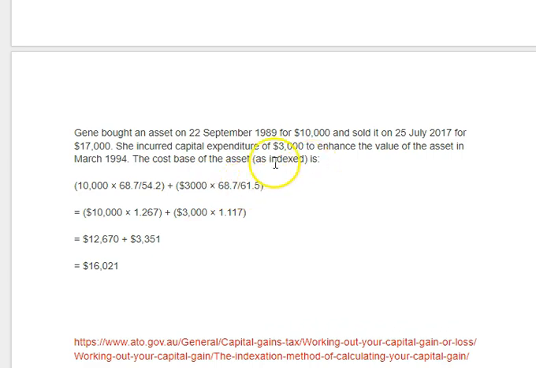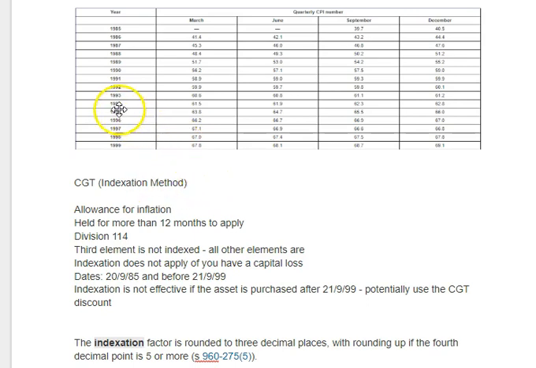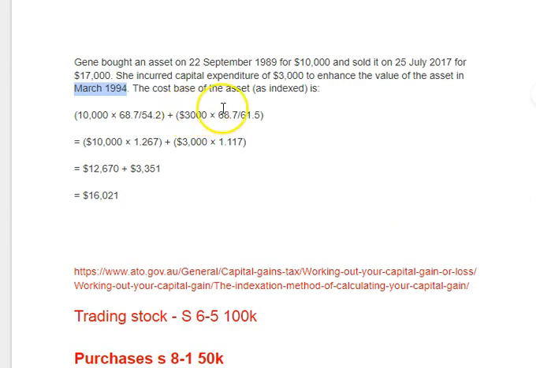You then do the 3,000, which we'll do with you. 68.7 divided by 61.5. Remember that was purchased in March 94. Go back to the table. 94 March, 61.5. Can you see where I'm getting the numbers from? Hopefully you can. 68.7 divided by 61.5 means that comes to 1.117 following the rules for rounding. We add them together and our index cost base is 16021.